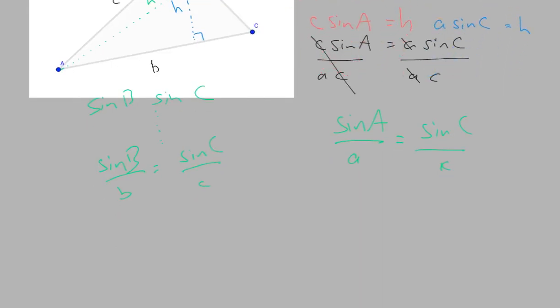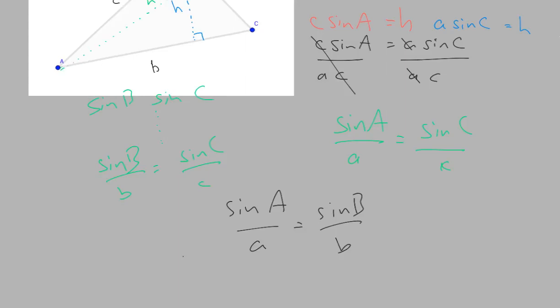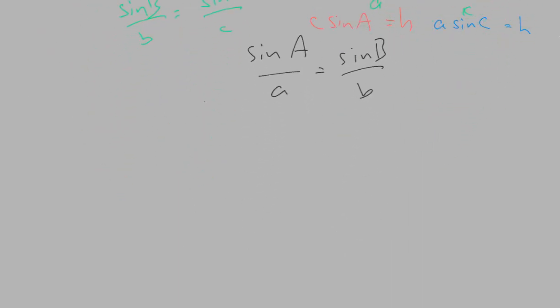Now, because that is so, we could repeat the process one more time, and we would come up with the fact that sine A over a also equals sine B over b. So all together, once we're done playing around with all of those, we find out that it is true that sine A over a equals sine B over b equals sine C over c, the sine law.